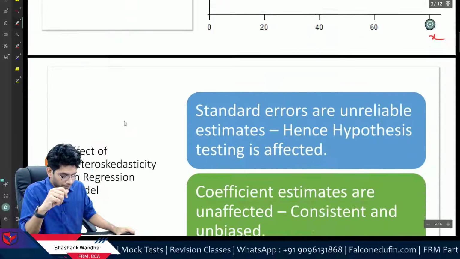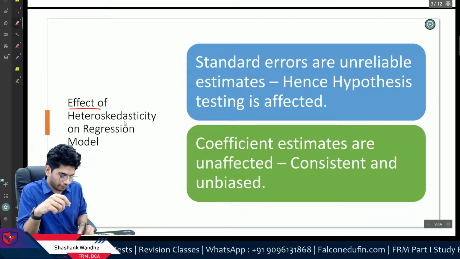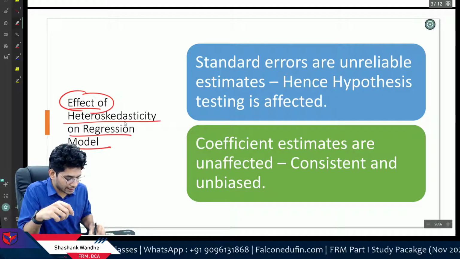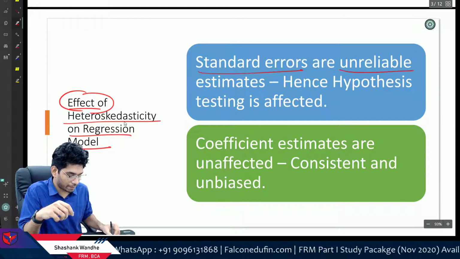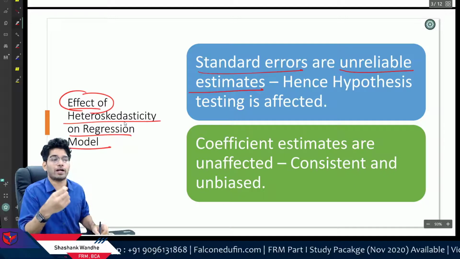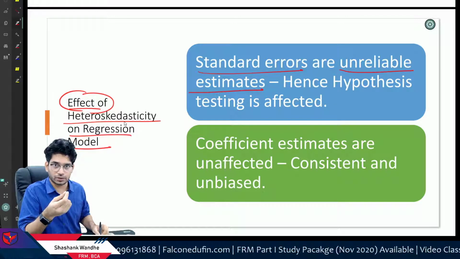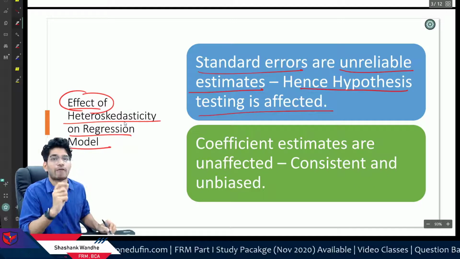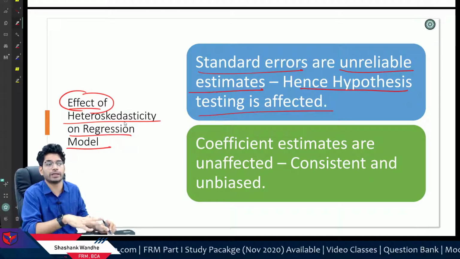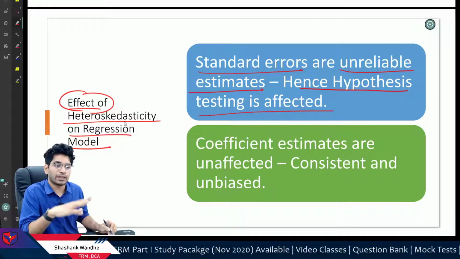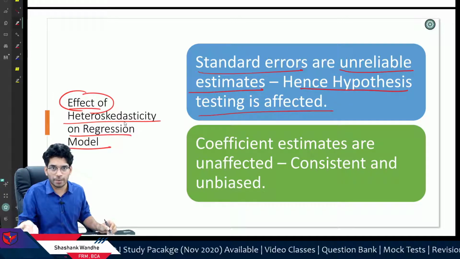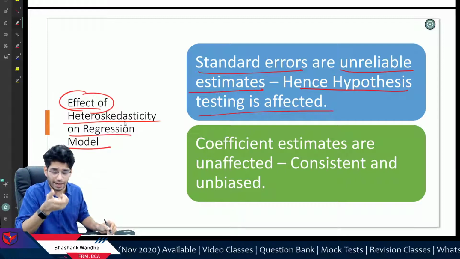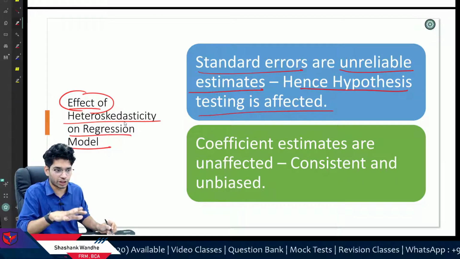So here you can see the effects of heteroskedasticity on the regression model. The first is that the standard errors are unreliable estimates. So you cannot depend on standard error. Okay, so the only problem is this, and hence the hypothesis testing is affected. So your only problem should be your hypothesis testing, and you should not rework your model. You have to simply recalculate your residuals using some certain methodology.